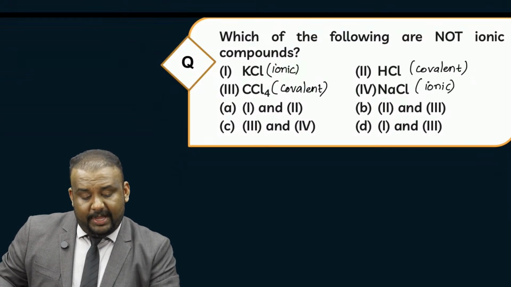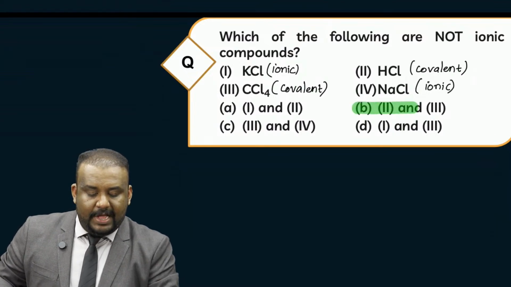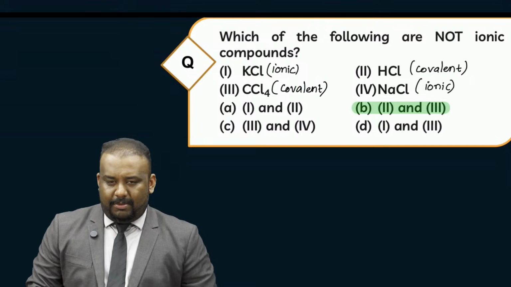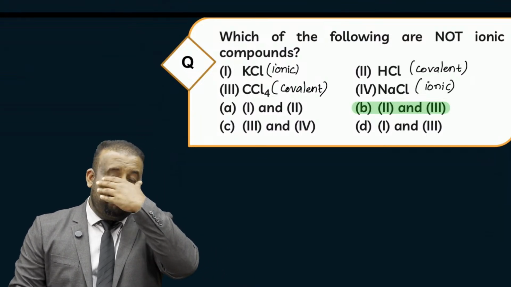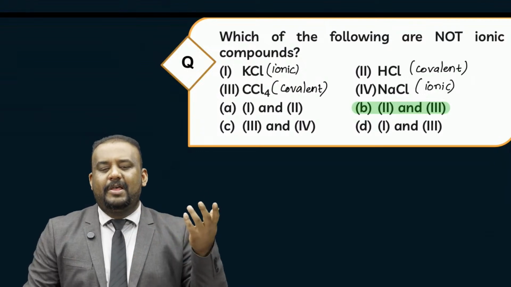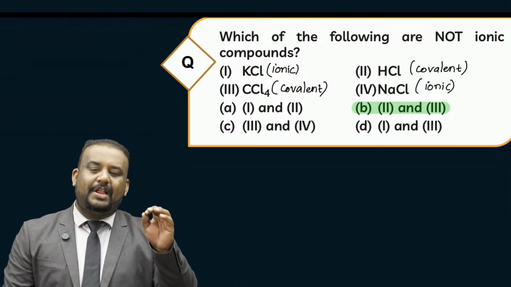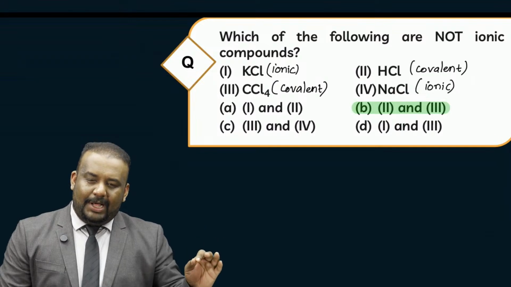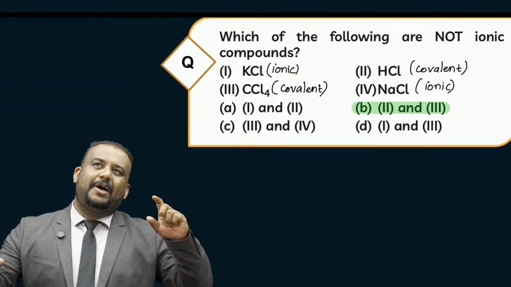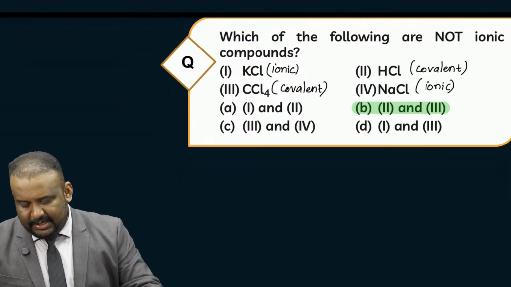So which of them are not ionic? Not ionic is HCl and CCl4, that is 2 and 3. Clear? See, HCl is a polar covalent compound. It is able to ionize in water. You will study in 11th standard what a polar covalent compound is and how it is different from an ionic compound. In 11th standard, there is a chapter called chemical bonding and molecular structure. At that time, you will study in detail the difference between polar covalent, non-polar and ionic. So in this case, remember the general rule: metal and non-metal combination is ionic, non-metal with non-metal is covalent. Clear?